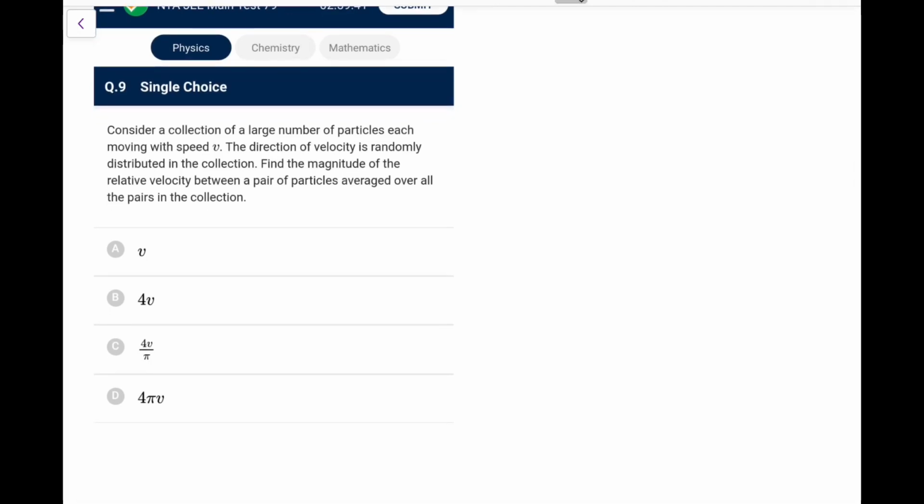Now consider a collection of large number of particles, each at speed v, direction of velocity is random. Find the magnitude of relative velocity between a pair of particles averaged over all pairs. Okay, so what we can have here, let's say all are moving with same speed. Let's say we have two particles, this is going like this v, this is going like this v, and let's say their angle is theta.